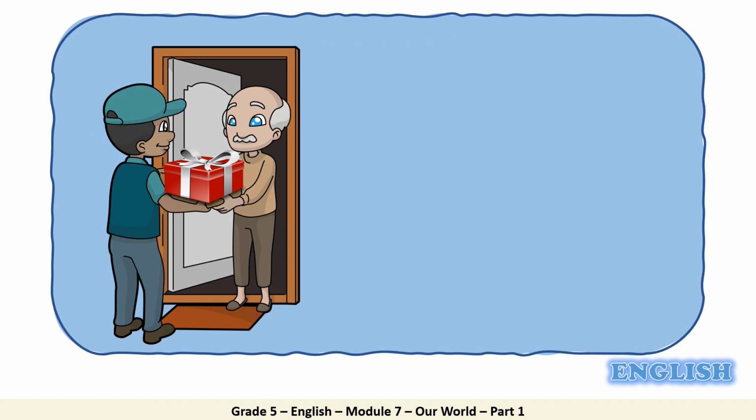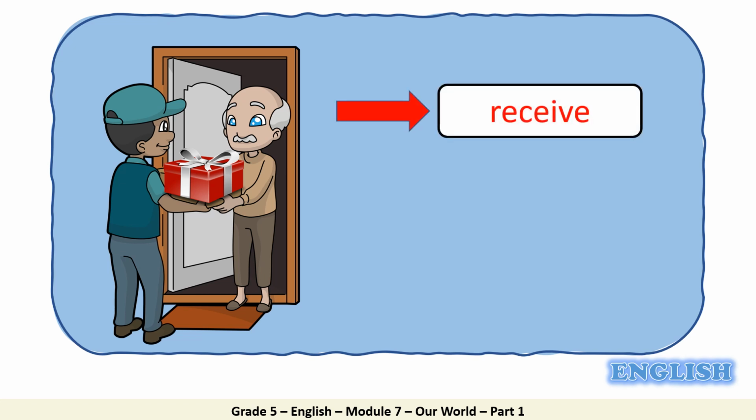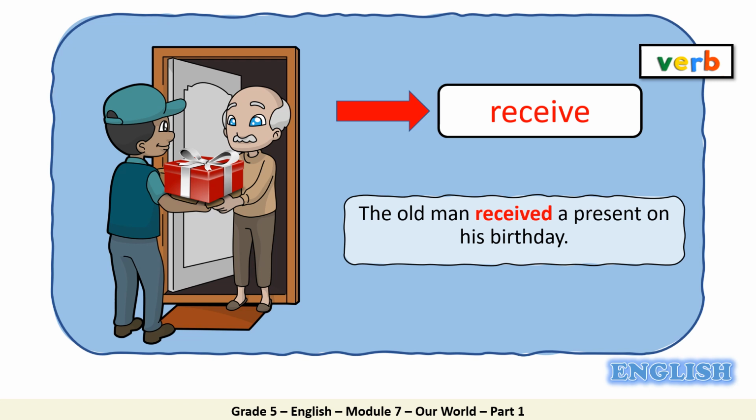Can you see the present in this picture? Well, the boy is giving the present to the old man, and the old man is taking the present from the boy. He will receive it. The word receive is a verb. For example, the old man received a present on his birthday.